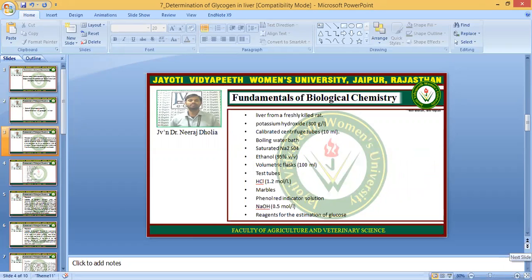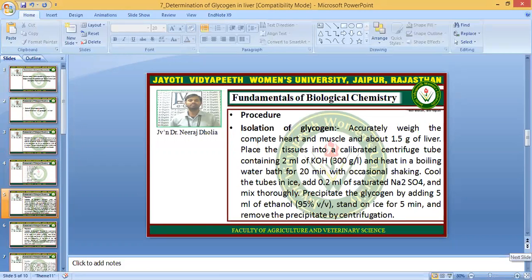So the materials required are the liver, potassium hydroxide, centrifuge tubes, boiling water bath, saturated sodium sulfate, ethanol, volumetric flask, test tubes, HCl, marbles, phenol red indicator, NaOH, and reagents for estimation of glucose. The procedure is followed in two steps. One is the isolation of glycogen, and second is the determination or estimation.